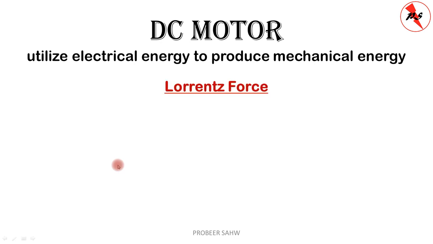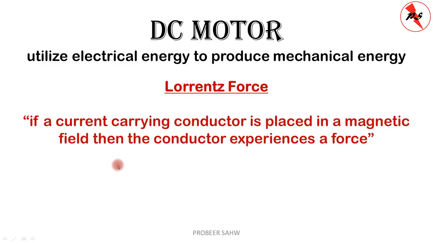So in DC motor, a force is developed on a conductor, which is the Lorentz force. We know that if a current carrying conductor is placed in a magnetic field, then the conductor experiences a force. Okay, so if there is a conductor which carries current and it is placed in a magnetic field, it will experience a force. In DC motor, again this conductor is in the form of a winding.